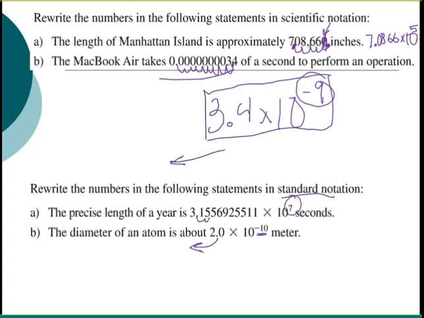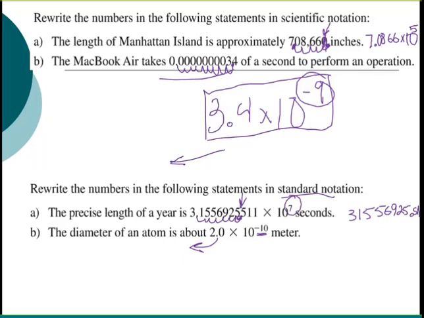So I move this 1, 2, 3, 4, 5, 6, 7 places. No, it didn't go all the way to the end. That's because originally the decimal was right there. So the precise length of a year is that many seconds, so I say 31556925.511. Not that you can see the last one, sorry, but there it is.